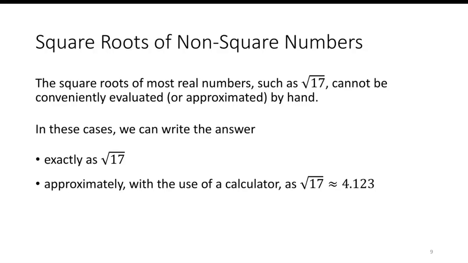The square roots of most numbers, such as the square root of 17, cannot be conveniently evaluated or approximated by hand. In these cases, we write the answer either exactly with the square root symbol, square root of 17, or approximately with the use of a calculator, such as the square root of 17 is approximately 4 and 123 thousandths.